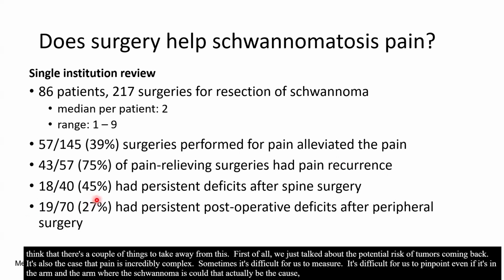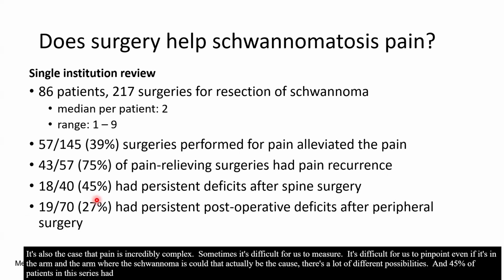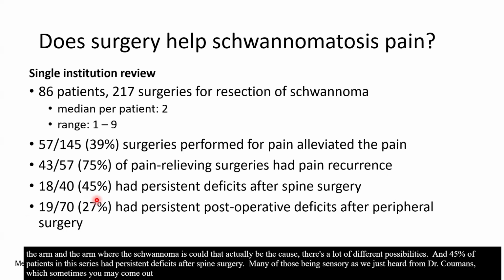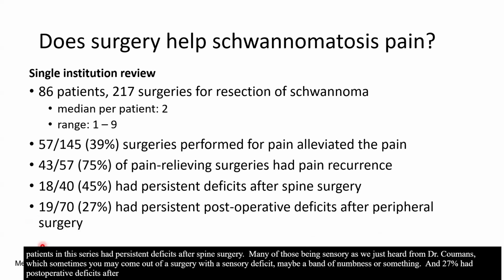And 45% of patients in this series had persistent deficits after spine surgery, many of those being sensory, as we just heard from Dr. Kumans. Sometimes you may come out of a surgery with a sensory deficit, maybe a band of numbness or something. And 27% had persistent post-operative deficits after a peripheral surgery, and this includes in the arms and legs as well. So pain can certainly be improved with surgery, but sometimes the upside may not fully outweigh the downside, depending on the entity.